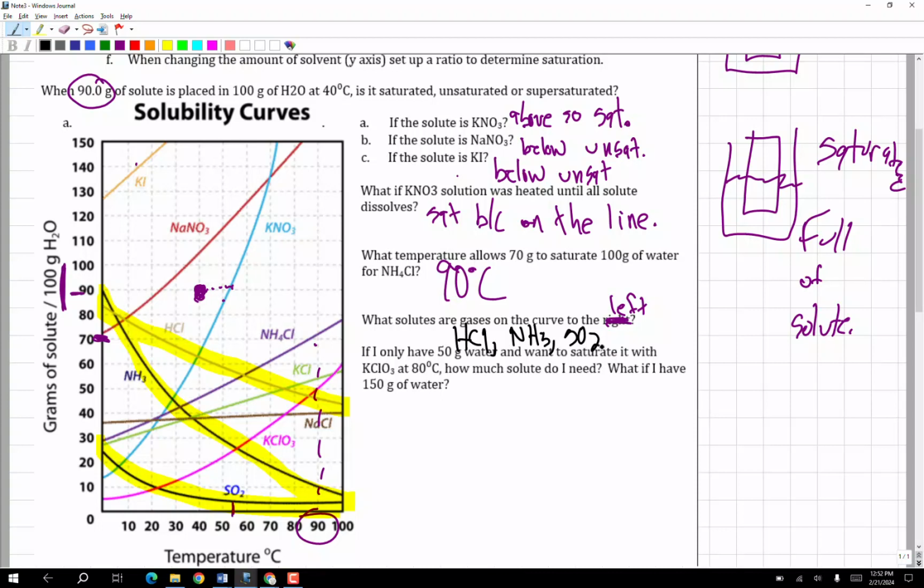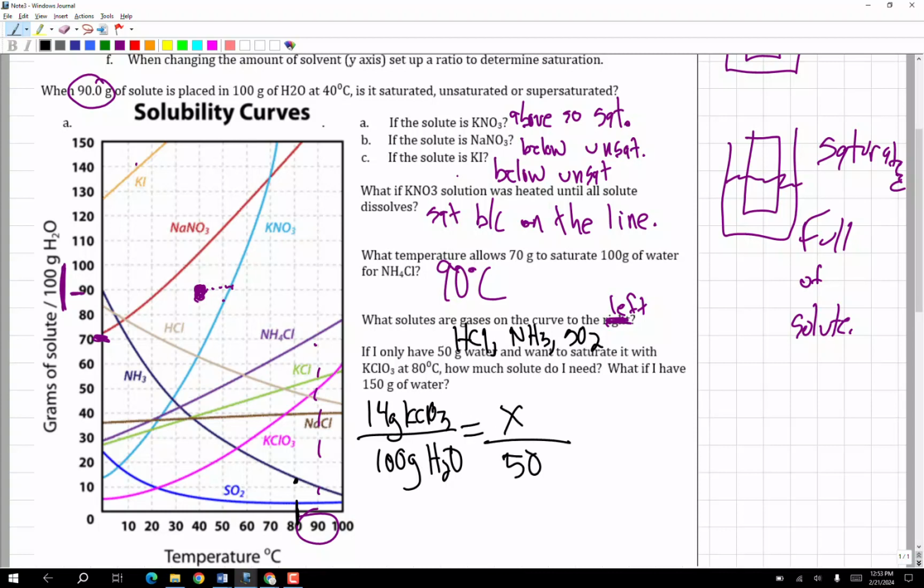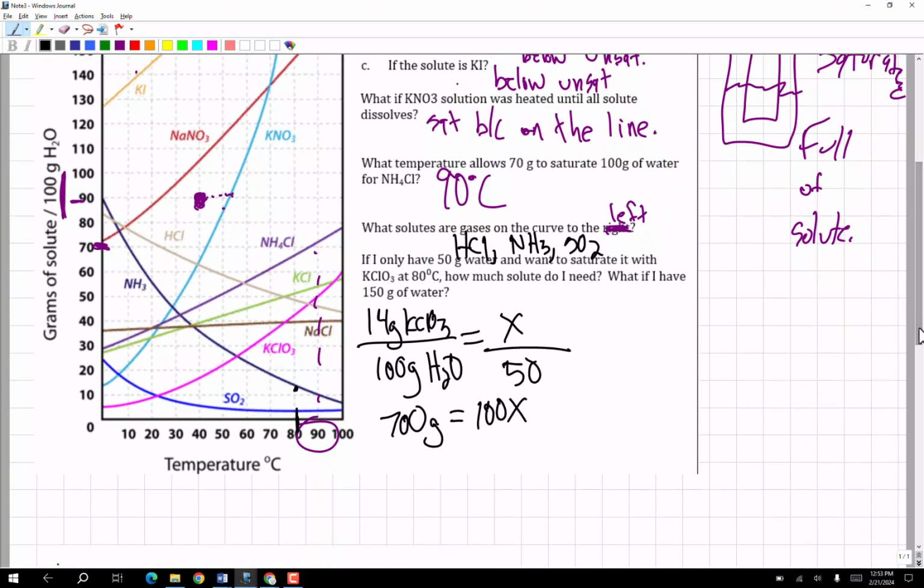If I only have 50 grams of water, how much KClO3 will saturate it at 80 degrees? Here's 80, here's KClO3 at 80. That is 14 grams in 100 grams of water. But I only have 50 grams of water, so this is the proportion we're talking about: x over 50. Cross multiply, 50 times 14, that's 700. 700 equals 100x. So that means 7 grams of KClO3 for 50 grams of H2O.